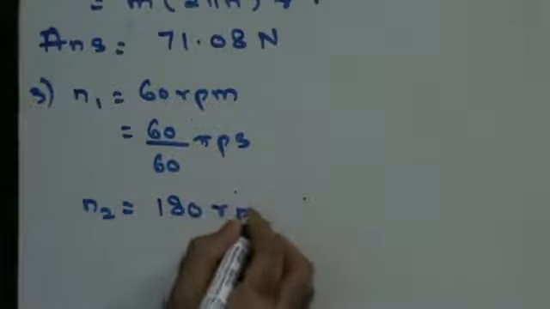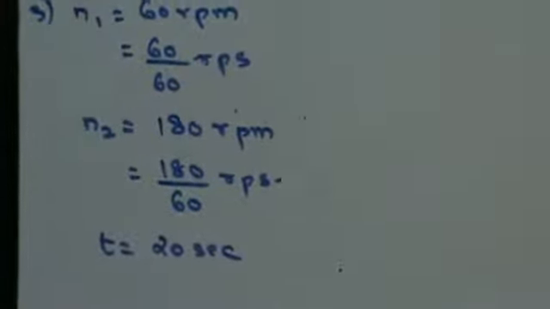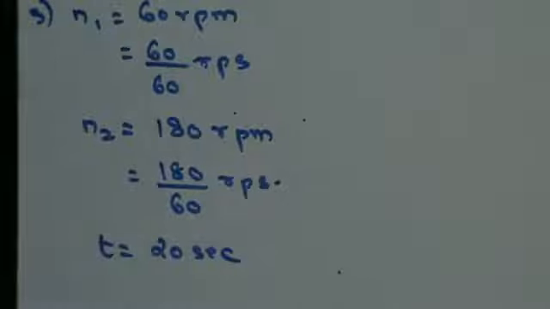The frequency of a particle performing UCM changes from 60 rpm to 180 rpm in 20 seconds. Calculate the angular acceleration.